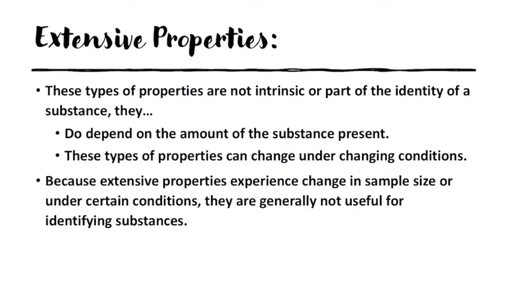So now let's talk about extensive properties. These types of properties are not intrinsic or not part of the identity of a substance. They do depend on the amount of substance present, and these types of properties can change under changing conditions. Because extensive properties experience a change in sample size or under certain conditions, they are generally not useful for identifying substances.